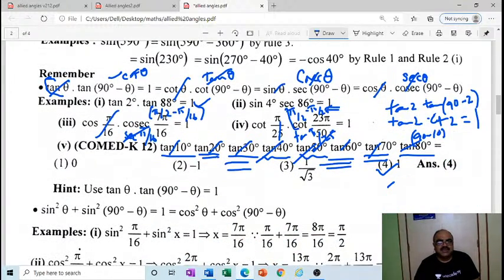So tan theta into tan of 90 minus theta is 1. That is the concept that has been used in getting this value. Tan theta into tan of 90 minus theta equals 1. We have next concept. Sin square theta plus sin square 90 minus theta equals 1. Cos square theta plus cos square 90 minus theta equals 1.